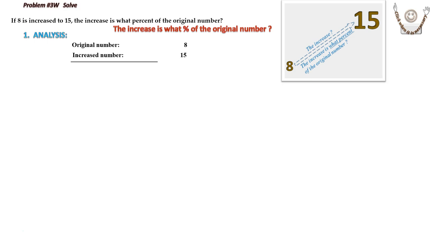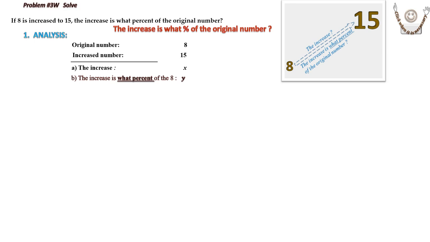So first of all, we have to find the increase because we don't know the increase. So we mark it as x. And then we have to answer the second question. The increase is what percent of 8, the original number? So we mark this as y. Now we are ready to write an equation.